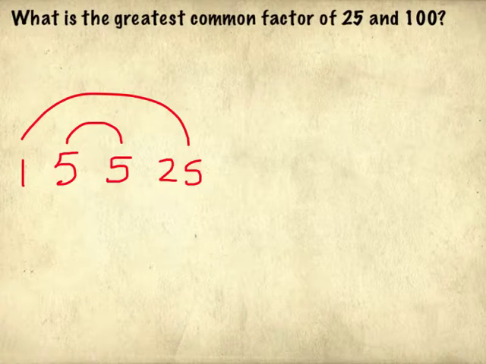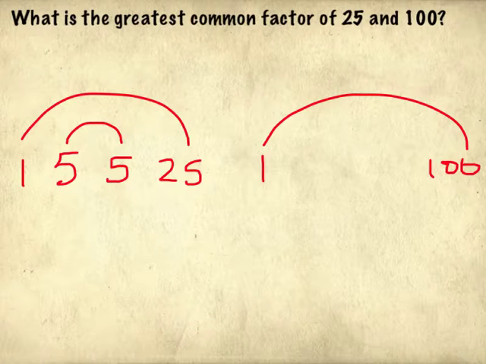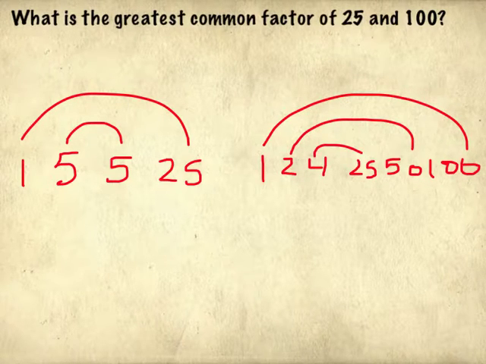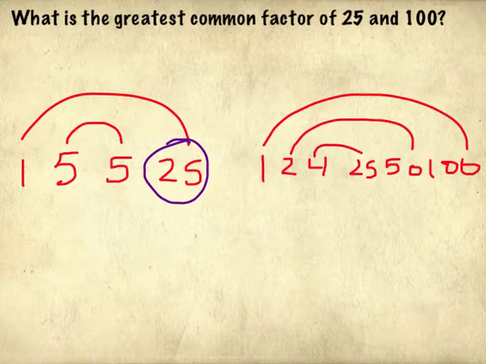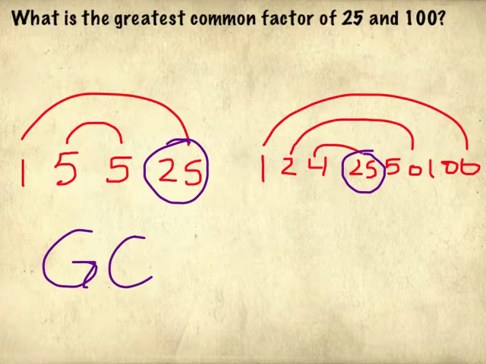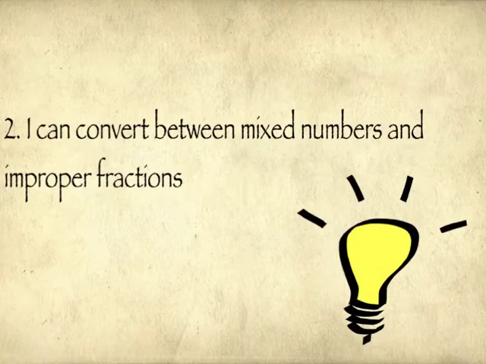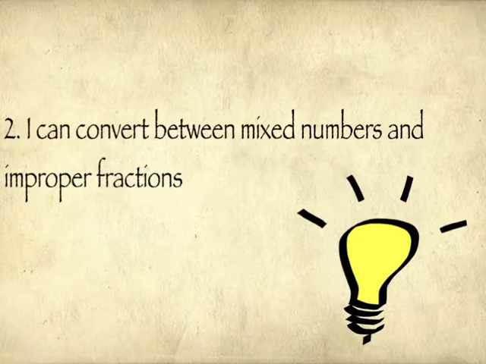For 100, I'm going to start with 1 and 100. Then I'm going to go on to 2 and 50. 3 can't be done, 4 can be done, and that gives me 25. And there's actually more, but I don't really need to do them because I can see that 25 is the biggest factor in this rainbow, and here it is in this one too. So the greatest common factor of 25 and 100 is 25. And hopefully that was just a quick, easy review. If it wasn't, you should probably talk to me and I'll help you with it.